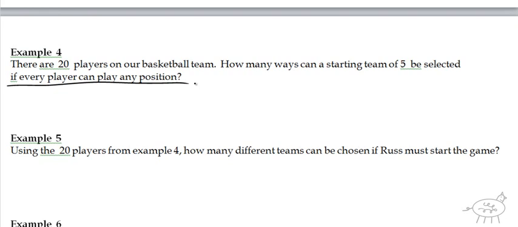It doesn't really matter what position you play. So that's why order doesn't matter. If I specifically said you have to be forward, you have to be center, etc., that's an order. That would be a permutation. So know those words. Every player can play any position means basically no order, which is definitely a combination.